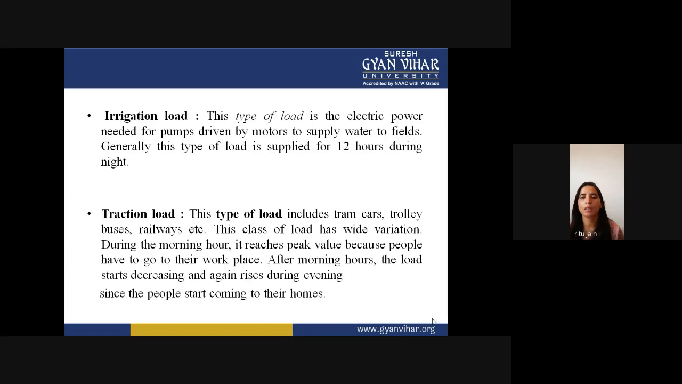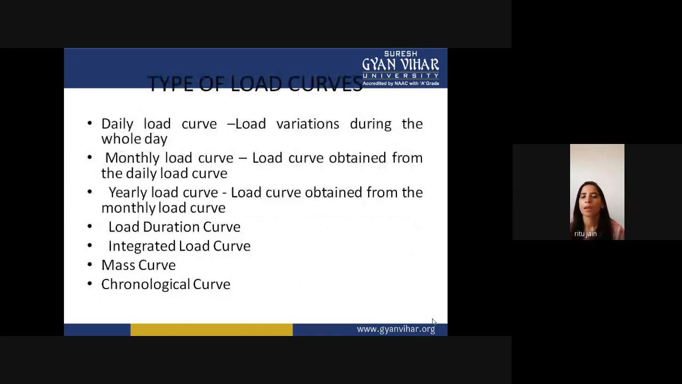Since people start coming to their homes, there are different kinds of load, depending upon the time and whether you require the appliances or not. So there are different types of loads which you can classify into different categories. According to this load, the power plant demand is identified, and according to that, the units are used in a power plant.